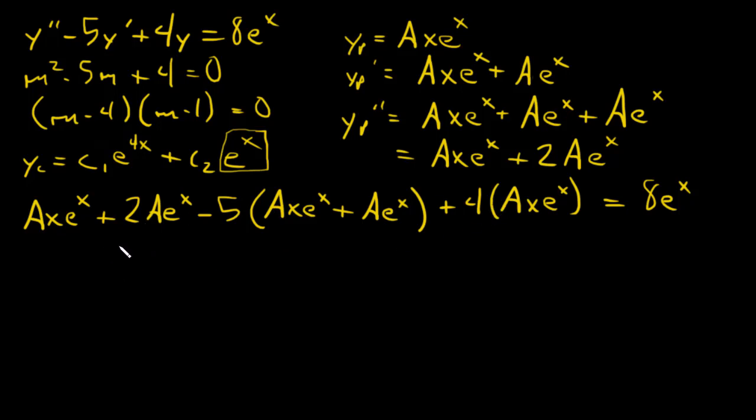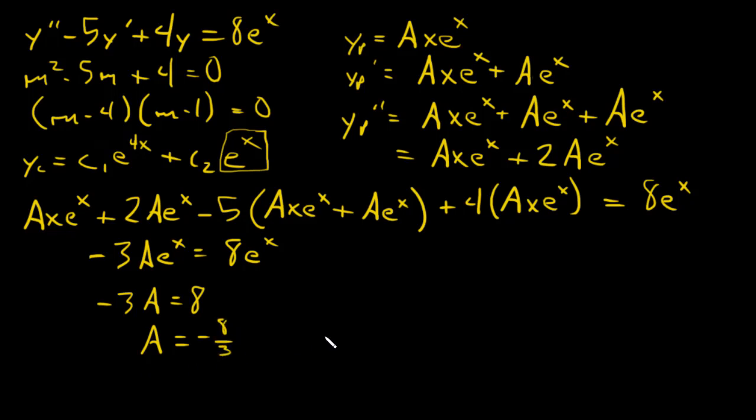So now I just have 2a e to the x minus 5, so negative 3. Negative 3, that's going to be it. So negative 3a e to the x is equal to 8 e to the x, which means that negative 3a equals 8, a equals negative 8 thirds. So my y sub p is negative 8 thirds x e to the x.